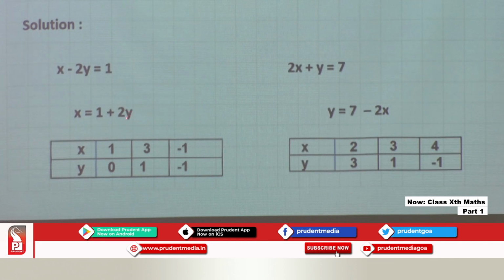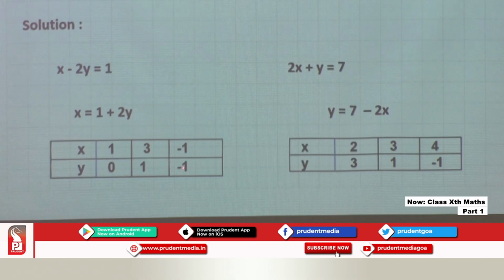Now value of y I have taken 0 here. Now 2 multiplied by 0 is 0. So what I get? x is equal to 1. So I get x is equal to 1 here. Now here value of y I have taken 1. So 2 ones are 2. 2 plus 1 is 3. So I am getting value of x is 3.